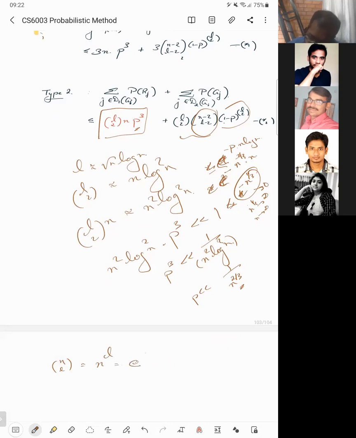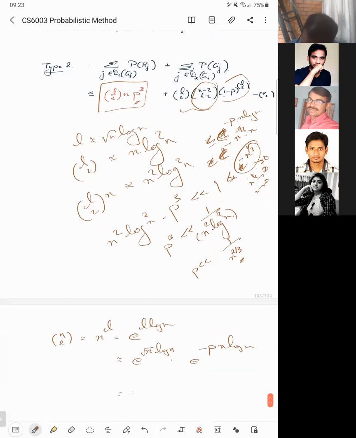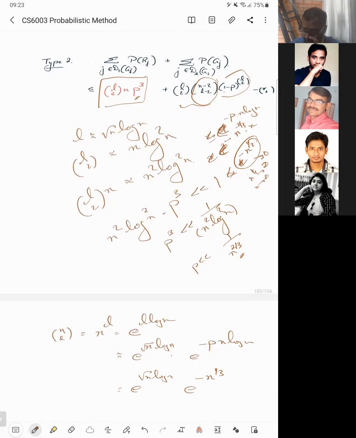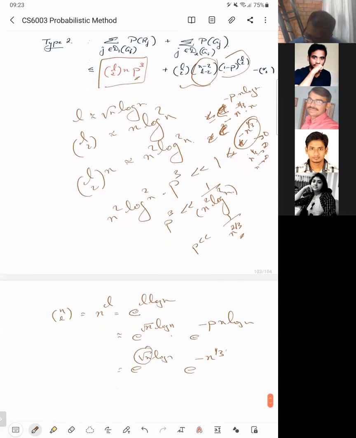is some constant e to the power L log n, which is again something like e to the power root n log n. Whereas this e to the power minus p n log n, again I'm not being careful about log n's, so if I make a mistake there, don't bother. This is something like n to the power 1/3, right? So this root n dominates this n to the power 1/3. So this n to the power half minus n to the power 1/3 is a positive quantity. So this goes to infinity as n tends to infinity.